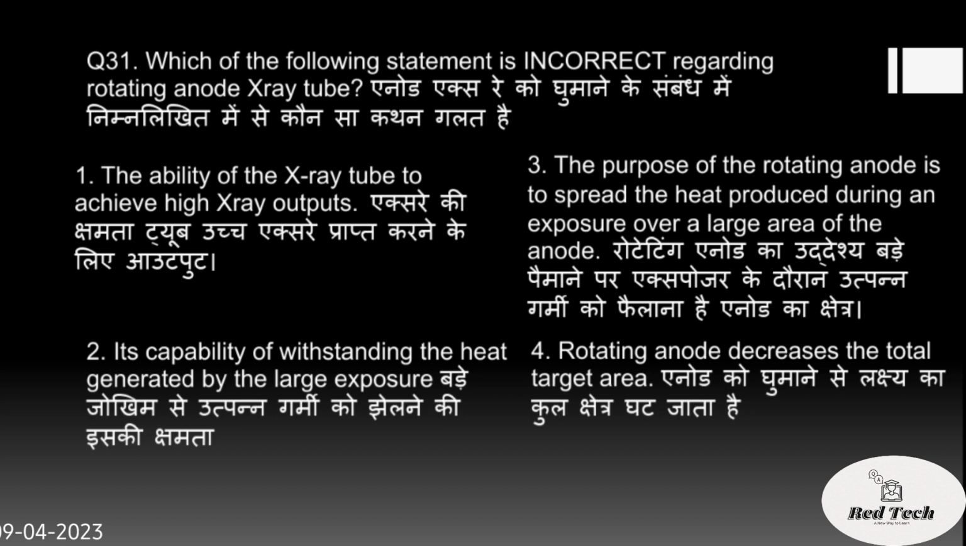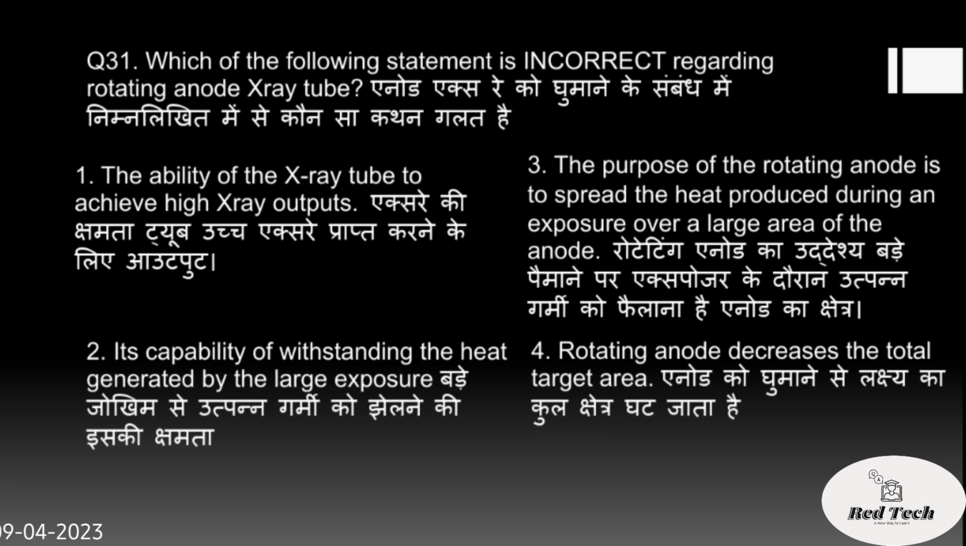Question number 31. Which of the following statements is incorrect regarding a rotating anode X-ray tube? So you have to tell the incorrect statement regarding the rotating anode X-ray tube. Option number 1 is the ability of the X-ray tube to achieve high X-ray output. Option number 2, its capability of withstanding the heat generated by a large exposure. Option 3 is the purpose of the rotating anode is to spread the heat produced during an exposure over a large area of the anode. Option 4 is the rotating anode decreases the total target area.